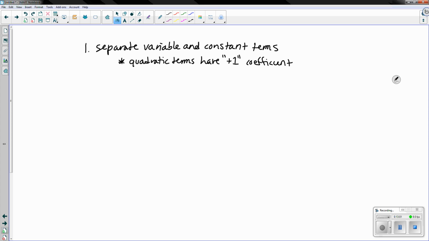If you have a different number in front, you're going to have to divide through by that value, as long as they're both the same. But we're not going to make them complicated in that sense. Usually they're going to have a coefficient that are both the same, so you could divide both sides of the equation by that value to get that positive 1 if necessary. But the point is, you need to have a positive 1 coefficient to execute the completing the square process. So that's your first thing. Separate the variables and constant terms. Have a positive 1 coefficient for the quadratic terms.